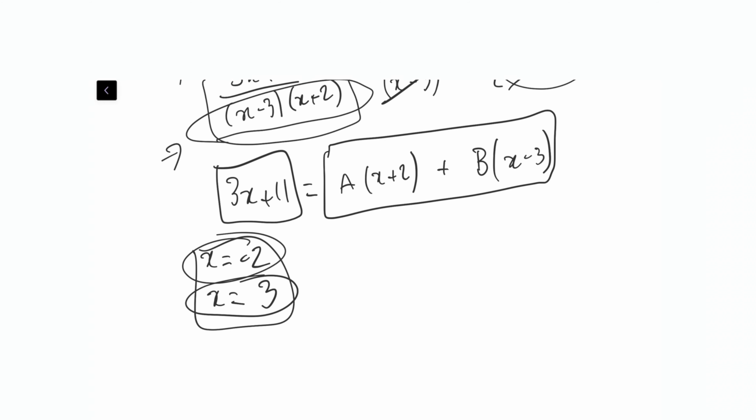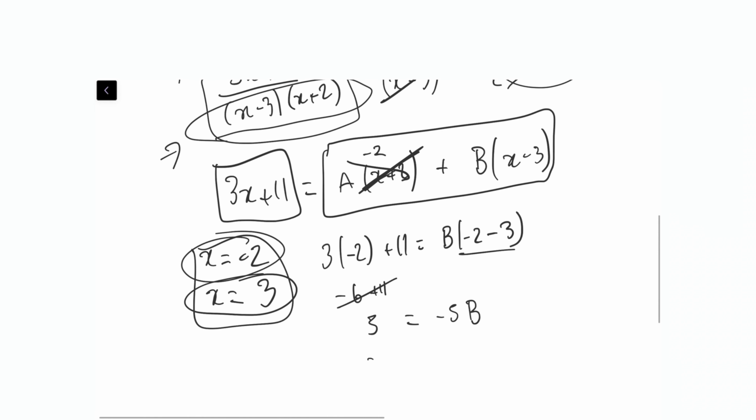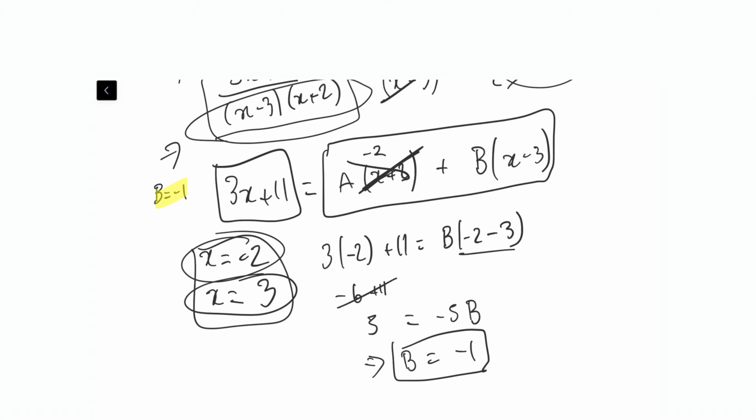So let's use x equal to negative 2. So we get 3 times negative 2 plus 11 is equal to, the A term here would cancel out because it would be 0. So we'd have B times (negative 2 minus 3). This is negative 6 plus 11, 5, which is equal to negative 5B. Which implies that B is equal to negative 1. And we have our B. I'm going to write it here to the side. B is equal to negative 1.